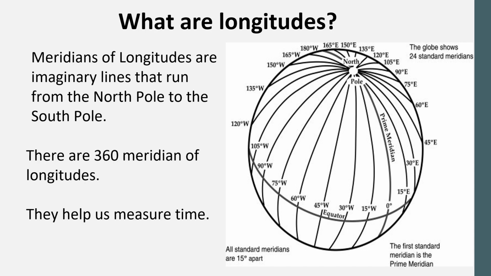What are longitudes? Meridians of longitudes are imaginary lines that run from the North Pole to the South Pole. There are 360 meridians of longitudes. They help us measure time.